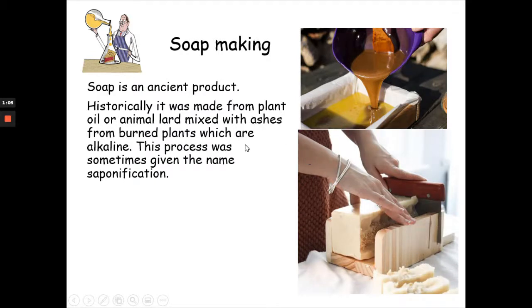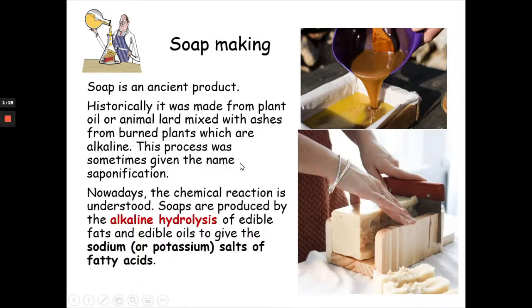So the process was given the name saponification, so you might see that name in the context of soap making, although you don't need to learn that name for the Higher course. So what we now understand is the chemical reaction involved. We've got our fat or oil, and like I say, historically this was done with plant ashes, but it was known to be something alkaline that was needed.